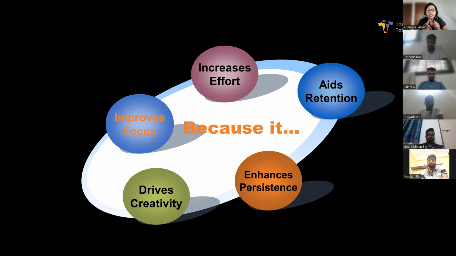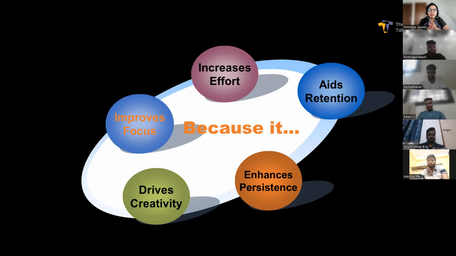What are the 4 drives? Acquire, then Bond. The third one is Learn, which is to comprehend. Learning also comes under that. The fourth one is Defend.